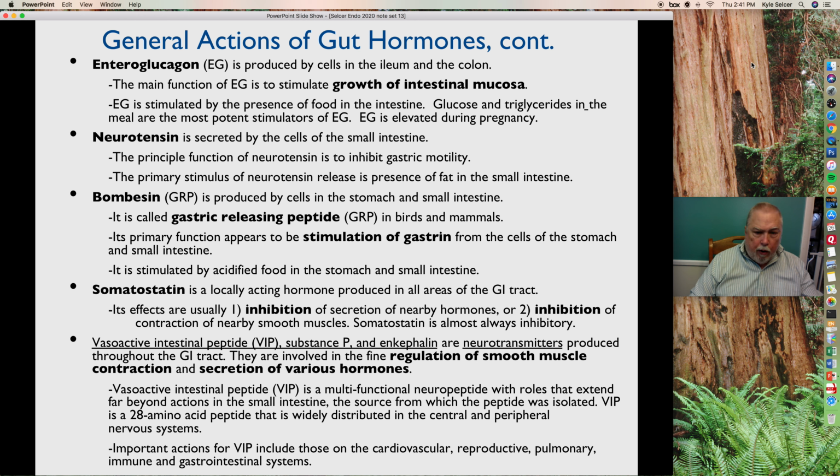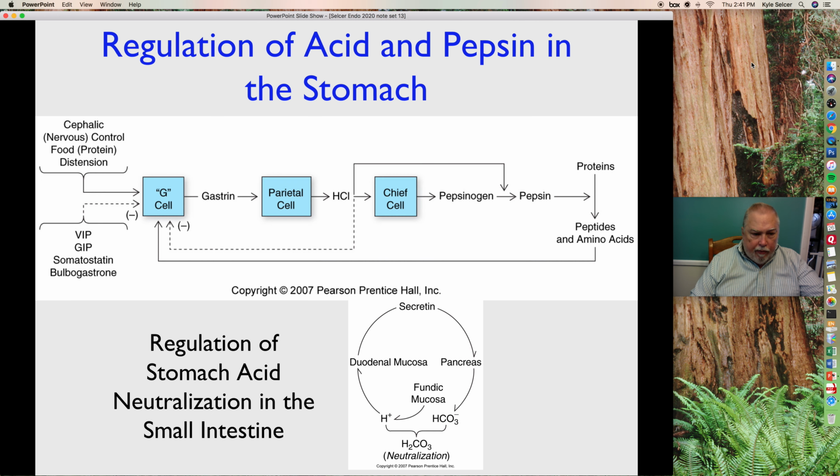Vasoactive intestinal peptide is a multifunctional neuropeptide with roles way beyond, all through the body. This is where the gut and the brain intersect, through evolutionarily very early substances that are present in both the brain and the gut.